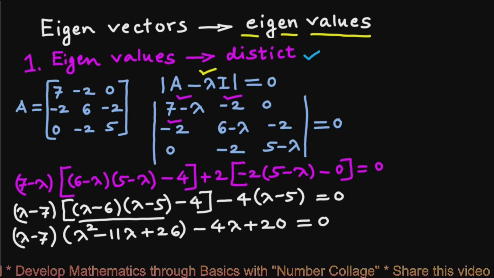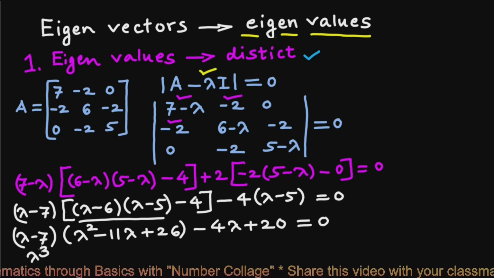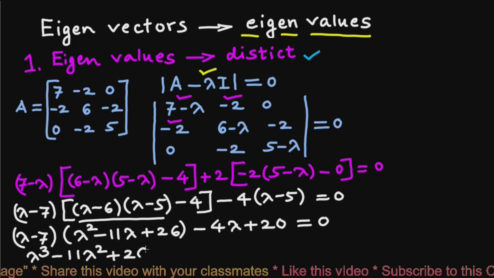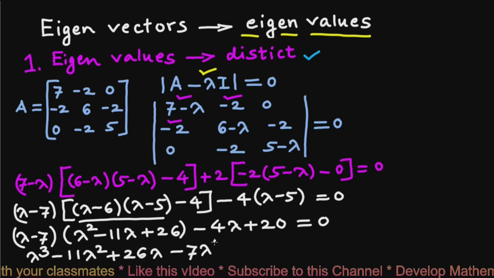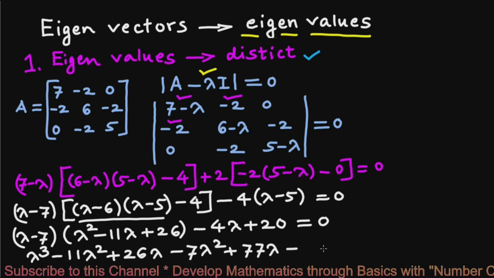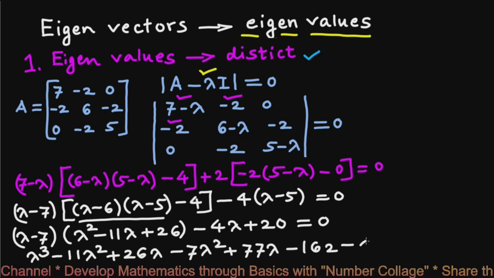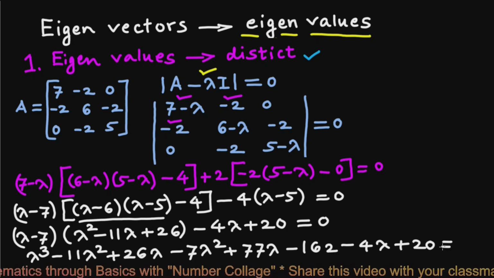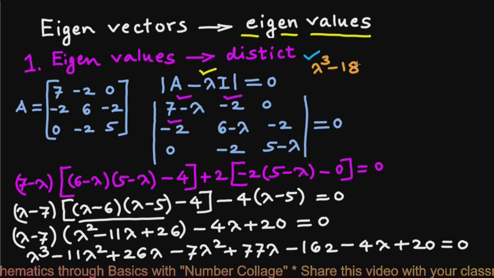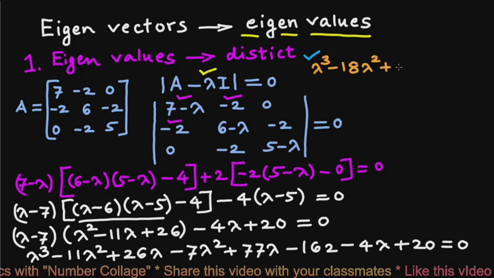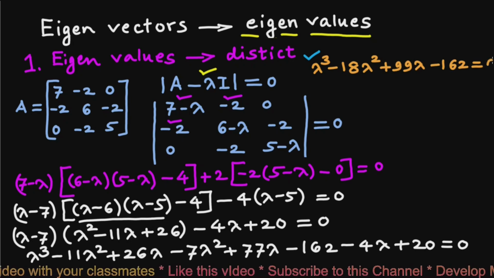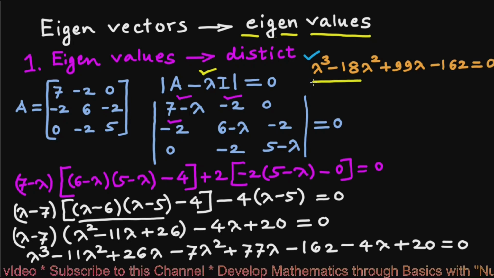That will be lambda into lambda square, lambda cube minus 11 lambda square plus 26 lambda, minus 7 lambda square plus 77 lambda minus 182, minus 4 lambda plus 20 equals 0. This will reduce to lambda cube minus 18 lambda square plus 99 lambda minus 162 equals 0. This is a cubic polynomial.